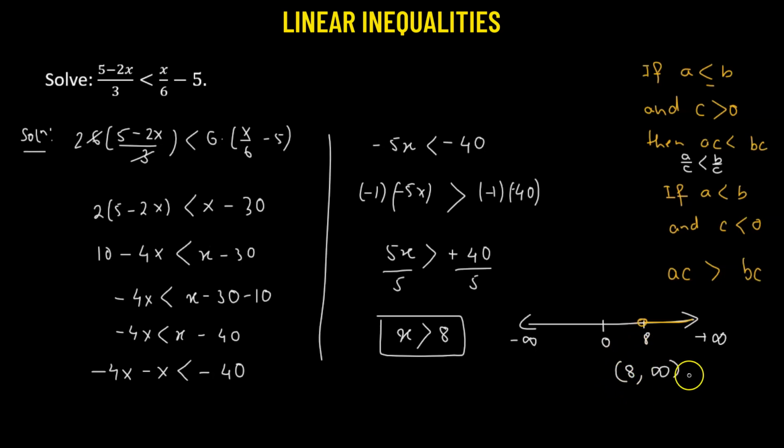So these are the solutions to our given linear inequality, and these are actually the same solution but represented in 3 different ways. One is in inequality form, the other is in a graphical form, and the third one is in the interval form.